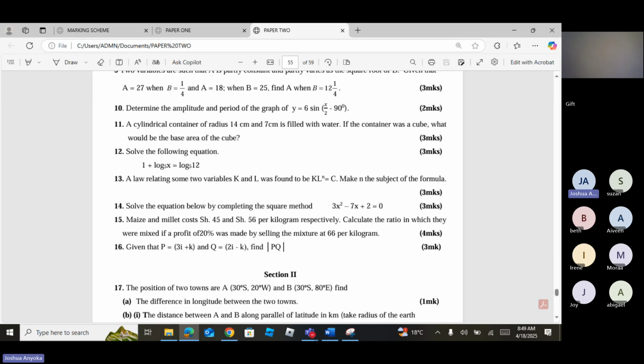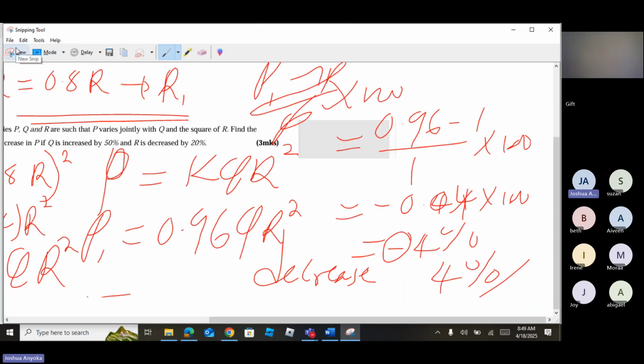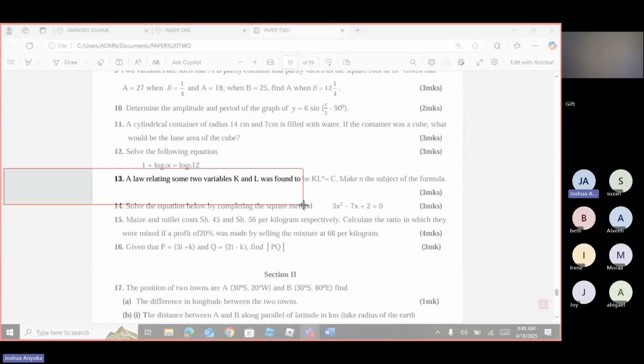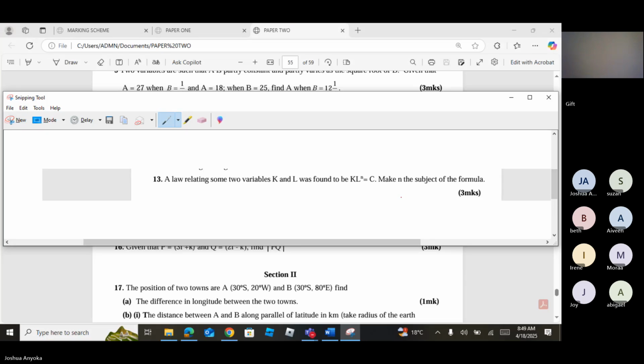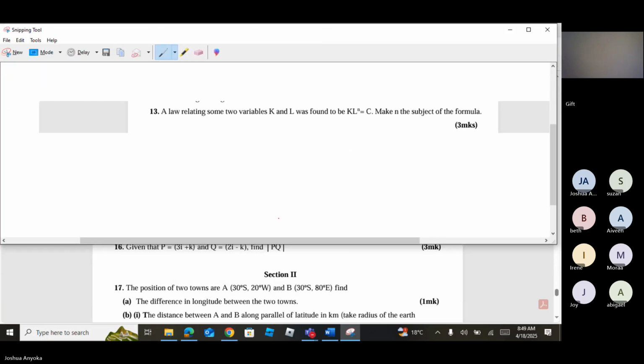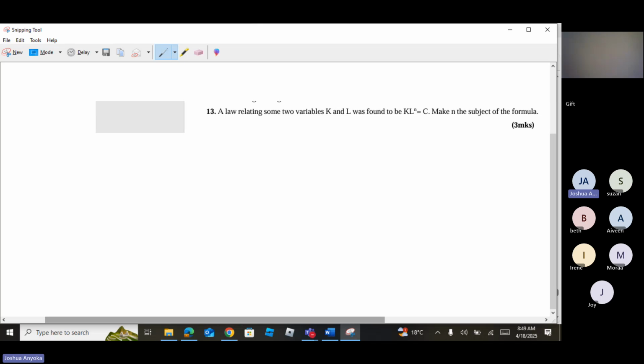Formula, we have one question, 13, that lies in formula and variation. Now this one is on formula. It is also very okay if we talk about it. In the process of changing the subject of the formula, I've decided to pick this one.